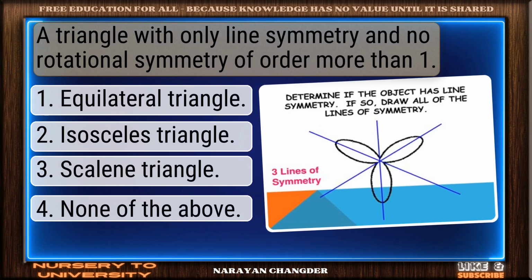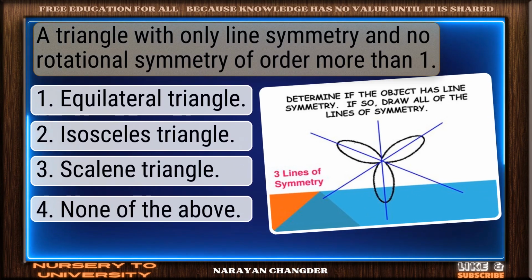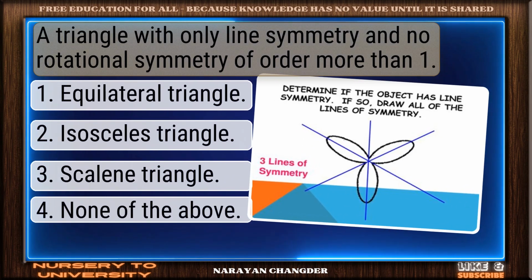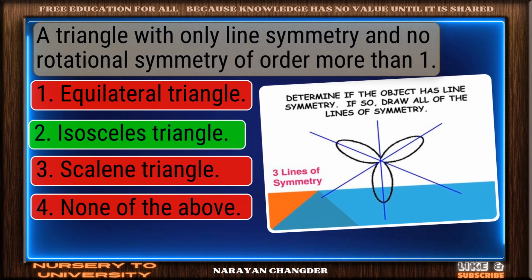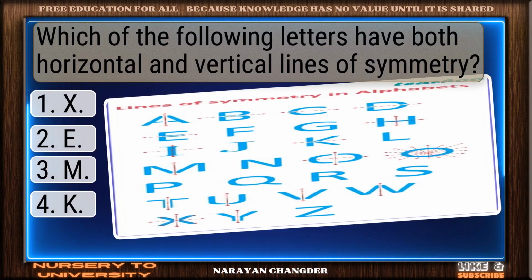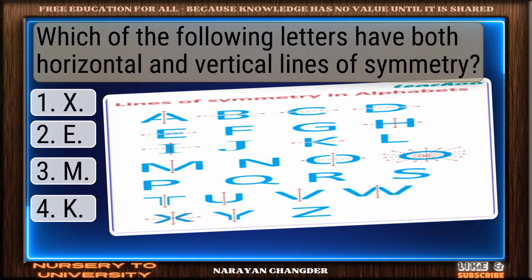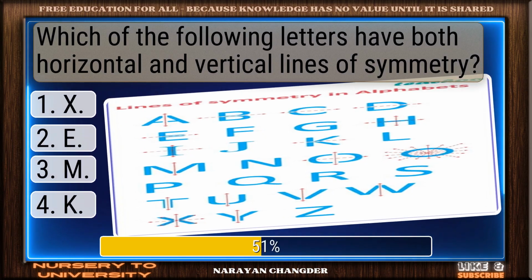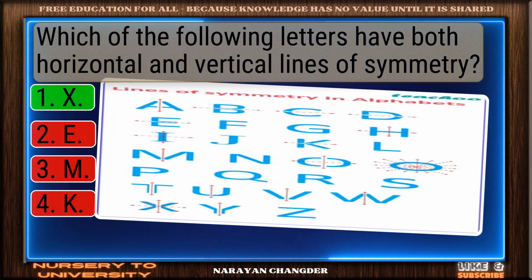A triangle with only line symmetry and no rotational symmetry of order more than 1. Good thinking. Isosceles triangle is the right answer. Which of the following letters have both horizontal and vertical lines of symmetry? Right again. X is a valid answer.